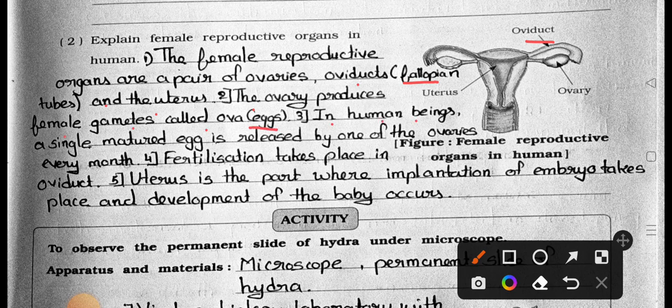In human beings, a single matured egg is released by one of the ovaries every month. Fertilization takes place in the oviduct. Uterus is the part where implantation of the embryo takes place and development of the body occurs.